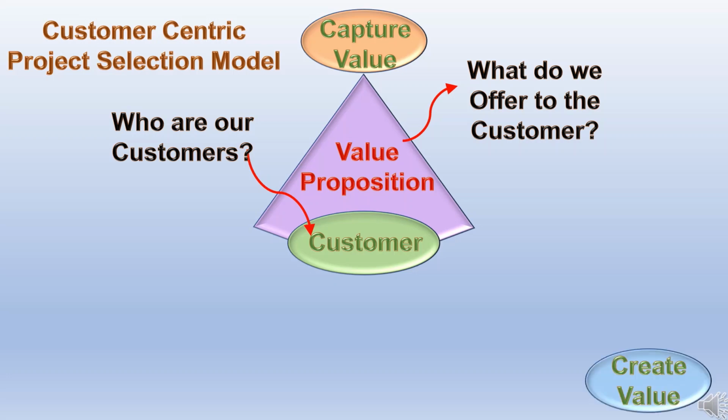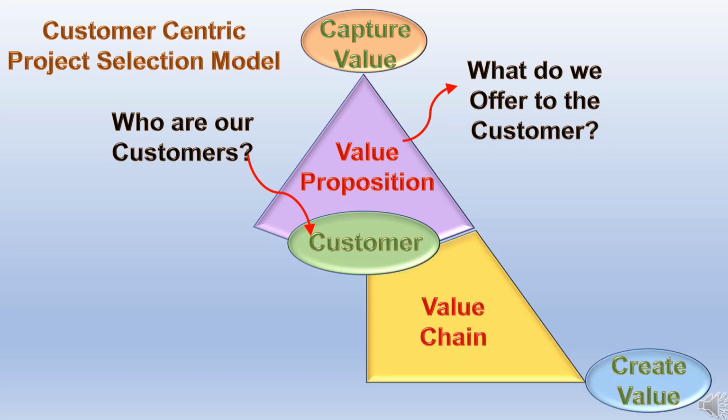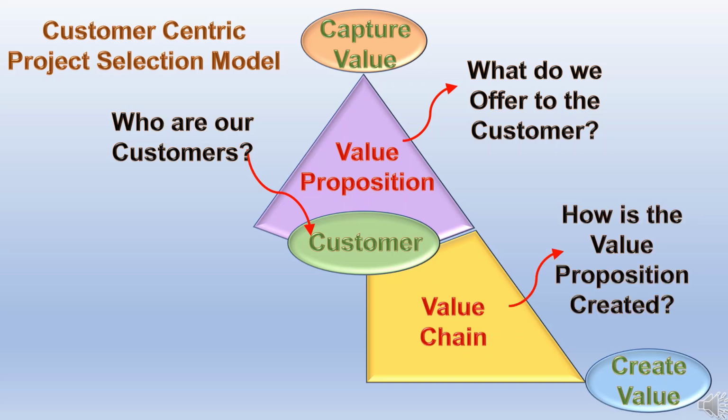Create value. The value proposition can be created through the value chain in projects. Value chain refers to the process we run to deliver our value proposition. The value proposition is created through a combination of factors that influence the functionality, quality, features, cost, and delivery of the final product and the performance. By focusing on each stage of the value chain, projects can create a compelling value proposition that meets the needs and expectations of their customers.